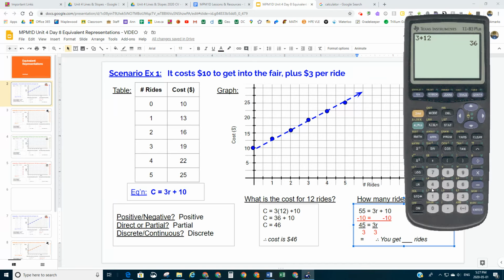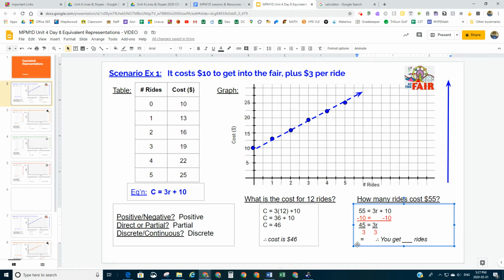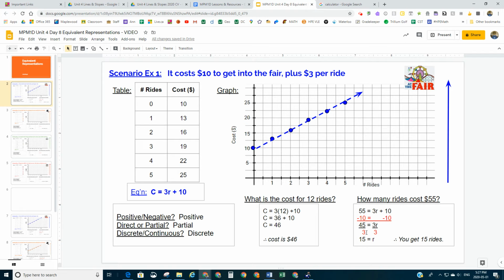And then we can go and check this out. 45 divided by 3, and we get 15. So 15 is r. Now you can go off and answer this question. For $55, you get 15 rides. Okay? I know this is a little finicky, but I've tried my best to allow you to show your math in these steps. Good to do a little refresher of algebra here and a little algebra there.